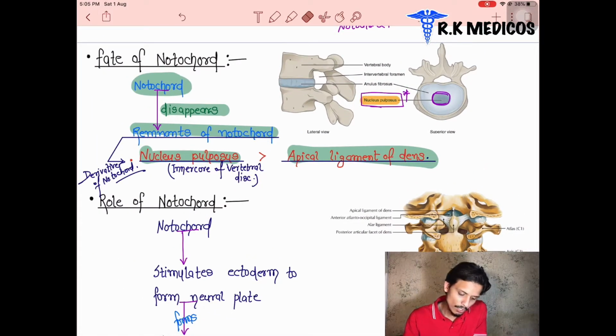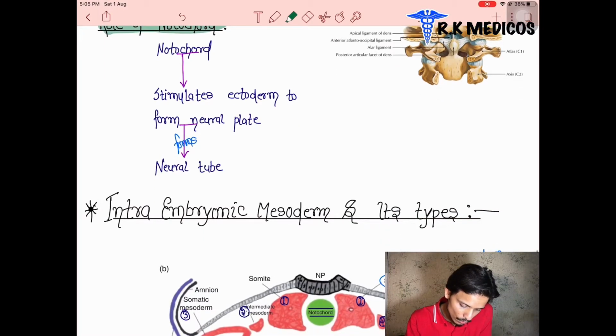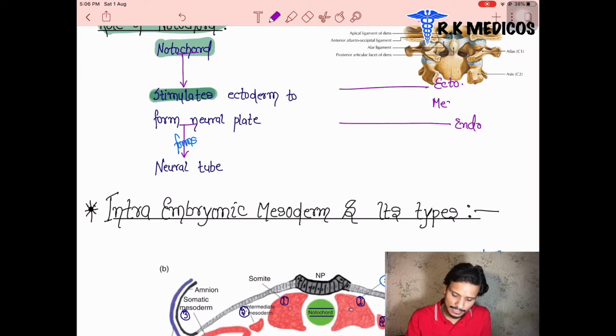Now we are going to see what is the role of notochord. What is the main role of notochord in our body? The role of notochord is basically that it is going to stimulate. Suppose that this is our ectoderm, endoderm, and here mesoderm. Mesoderm is basically present like this.